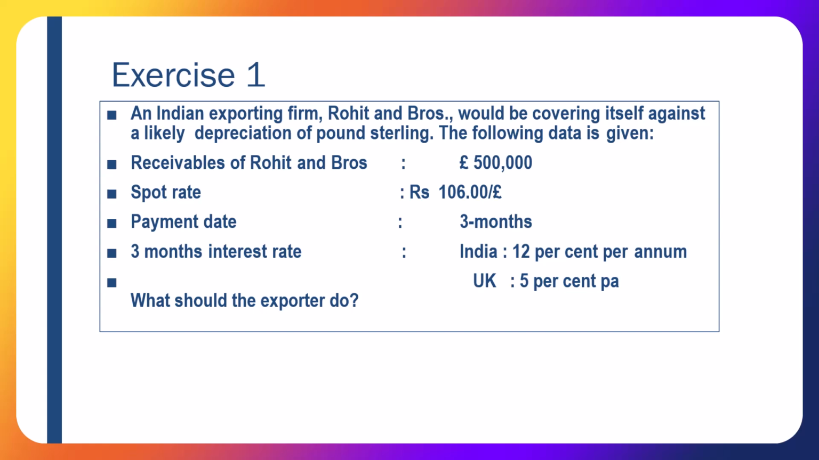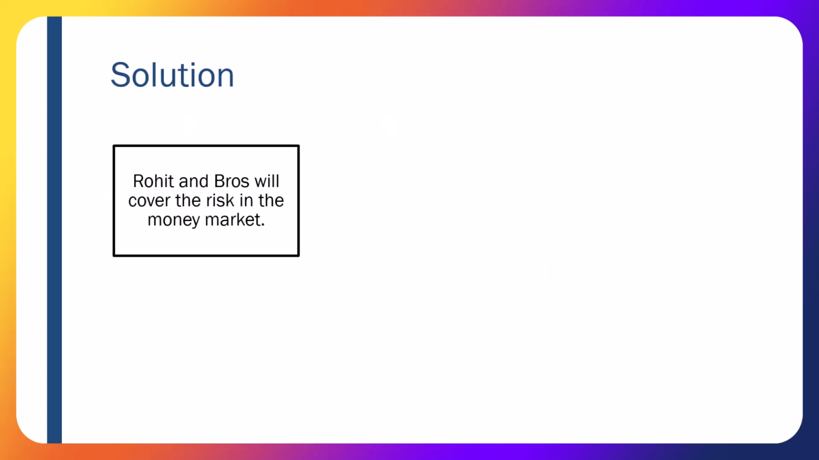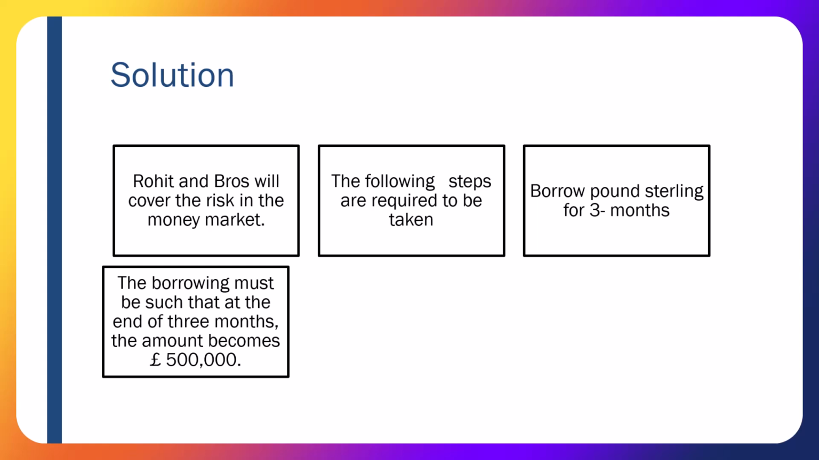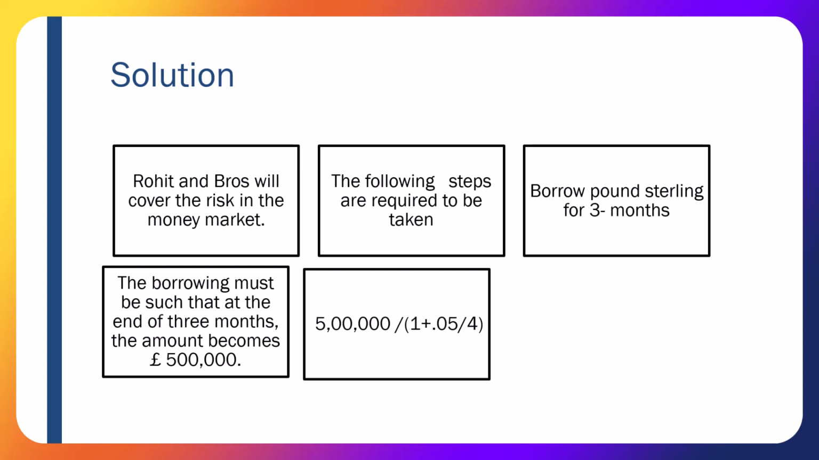What should the exporter do? Rohit and Brothers will cover the risk in the money market. First, the following steps are required. Borrow the pound sterling for 3 months. Okay, the borrowing must be such that at the end of the 3 months the amount becomes 5 lakh pounds. So which will be 4,93,827 pounds. हमने क्या करा?